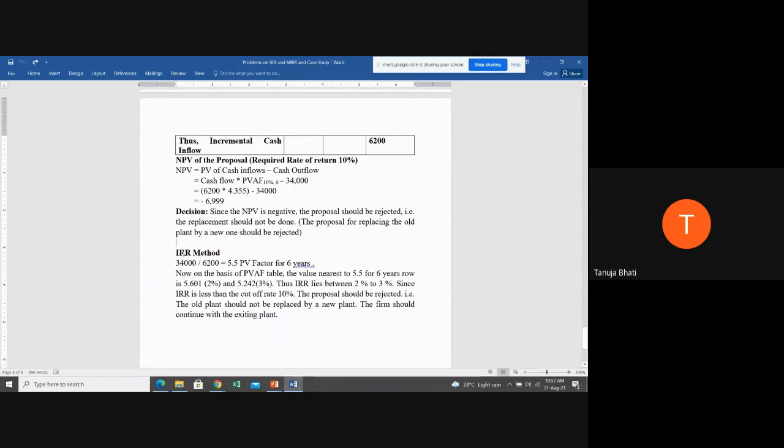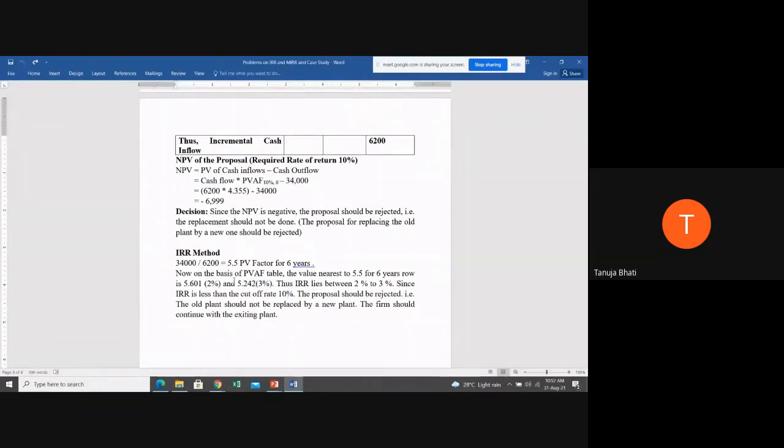Next is the IRR method. What they're telling us is to solve this particular replacement problem with both methods. So for the IRR method, you know that first we have to calculate the PV factor. How do you calculate the PV factor, students? What is the formula for the PV factor calculation? Yes. The first step in IRR is to calculate the PV factor.